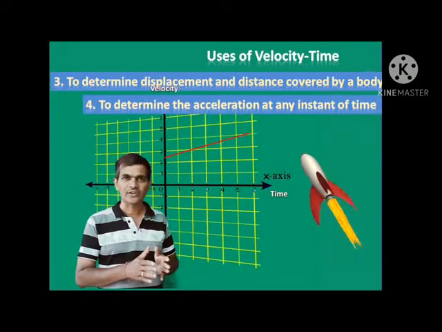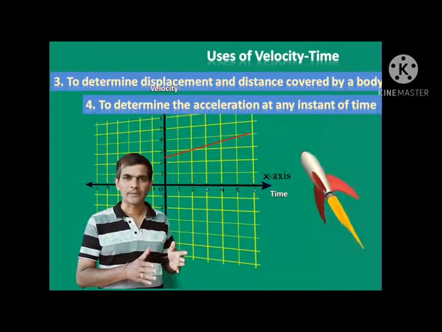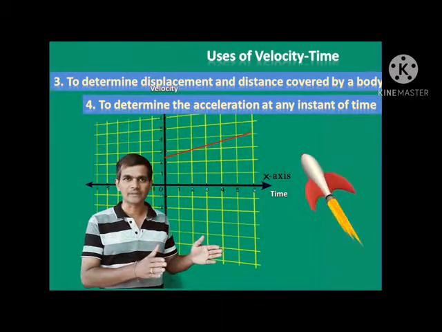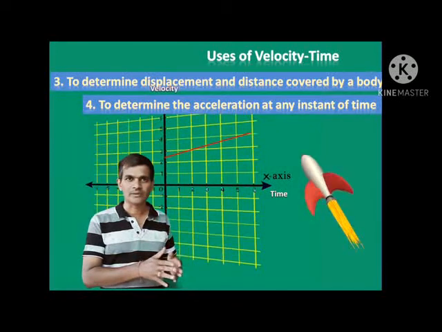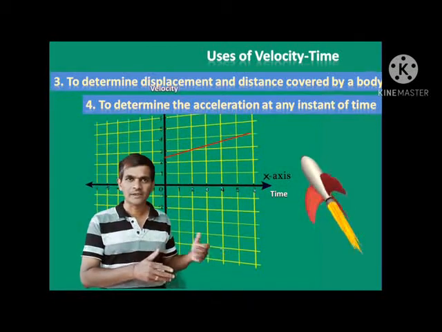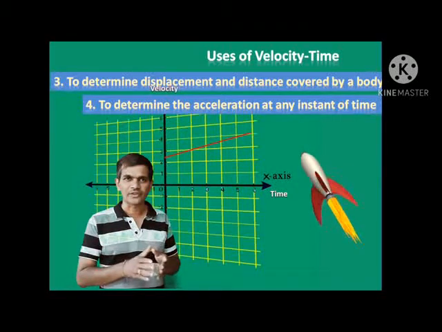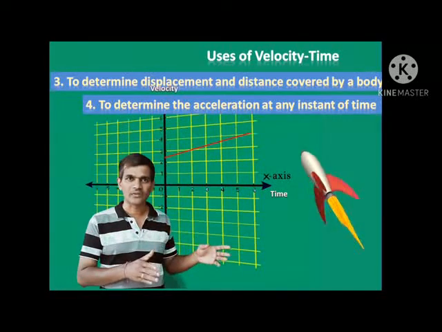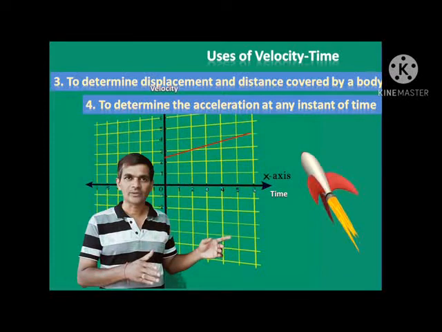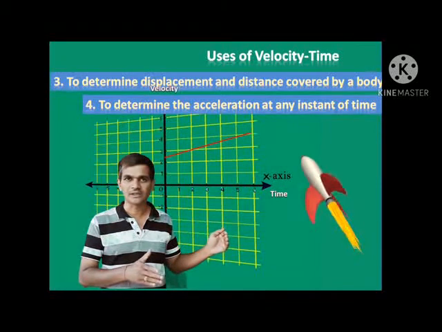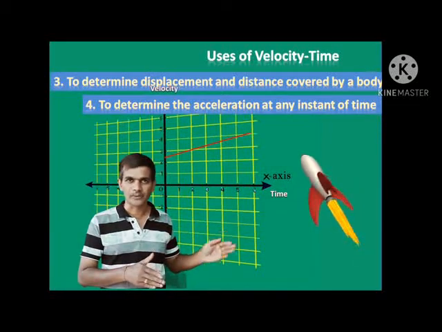Using this velocity time graph, we can come to know about the nature of motion. How the body is moving, based on the shape of this velocity time graph we can come to know. Second, using this velocity time graph at any instant of time we can determine its velocity. Then by extending that graph, we can estimate its velocity at any time interval.